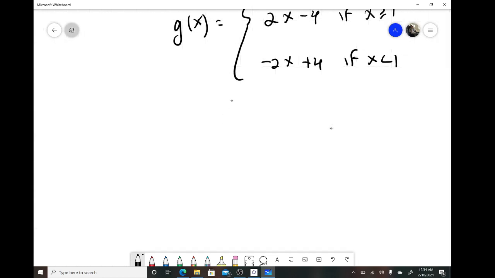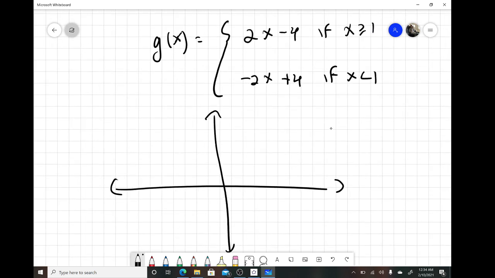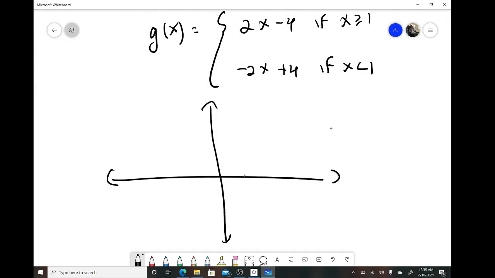These are two linear expressions that we have here, so they're pretty easy to graph. For when x equals 1, I'll use the top function. So that's 2 times 1 minus 4. 2 times 1 is 2, and 2 minus 4 is negative 2. So we have a point down here at 1, negative 2.